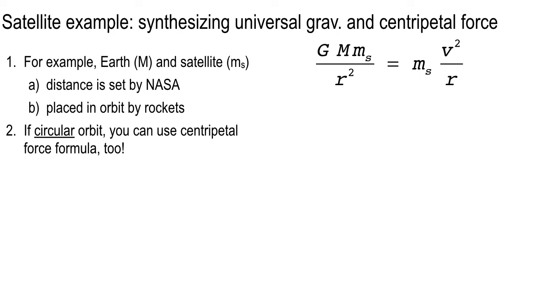Anybody notice anything convenient, handy, or interesting about this equation? This is our synthesis. We've put together gravitation and centripetal force. Notice anything? Look at that equation. Anything handy, convenient, or special? I don't see any unicorns up there, so there's nothing special. What do you see up there that's nice?